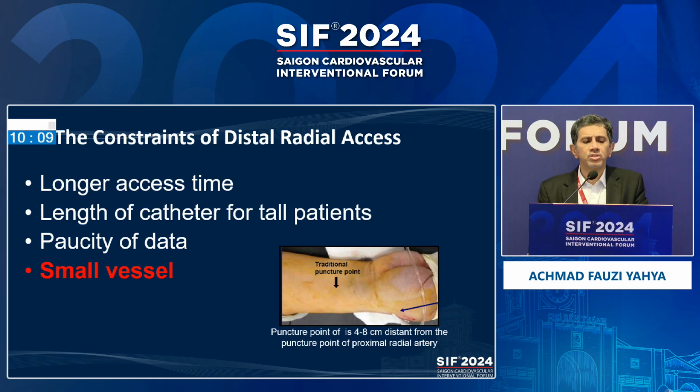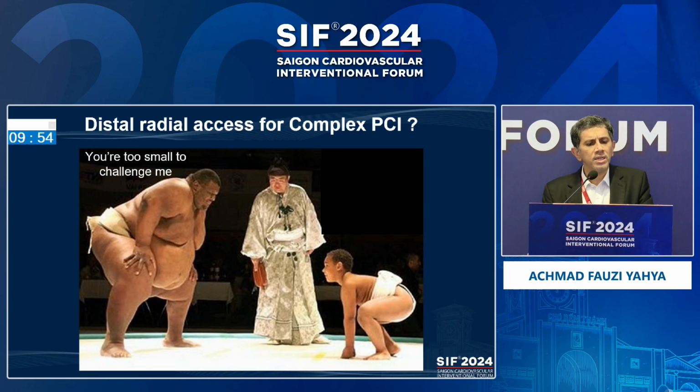But there are some constraints of distal radial access: a longer access time if you are not familiar with it, the length of the catheter for tall patients, and the paucity of data. The other one is small vessels. Distal radial access is smaller than the proximal radial access. So how do we use distal radial access for complex PCI?